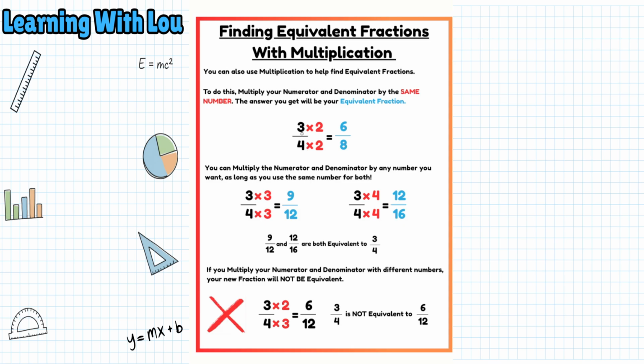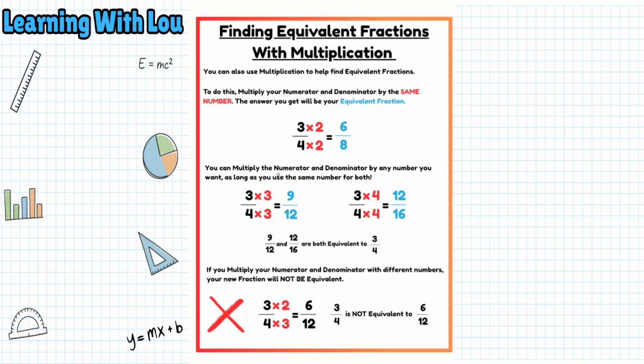So 3/4, 3 times 2 gives me 6, 4 times 2 gives me 8, so 6/8 is equivalent to 3/4. I used multiplication to find that equivalent fraction. Now, it doesn't matter what number you choose to multiply by. You can multiply by 2, 3, 4, 5, it's up to you. I just personally think it's easiest to start with 2 and 3 because they're the two lowest numbers. You're going to have some easy multiplication.